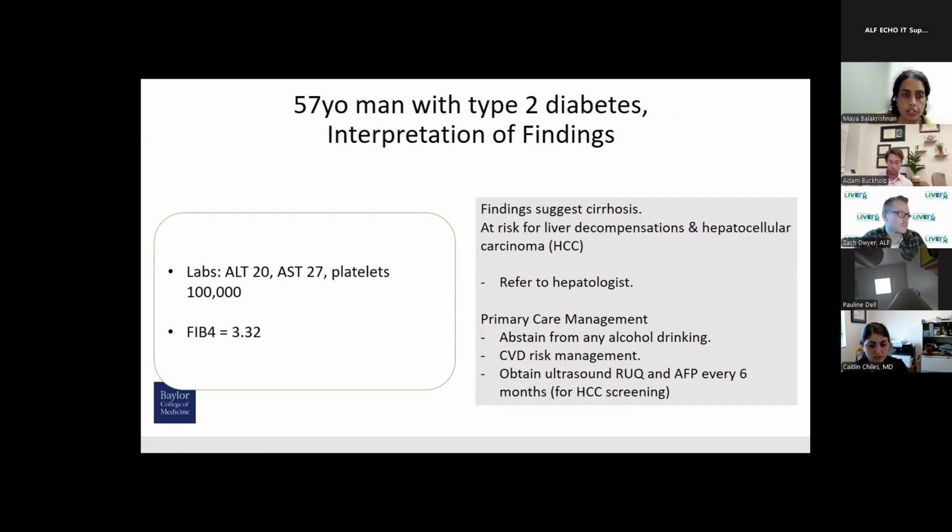So this is a patient who is at risk for liver decompensation, liver failure, and hepatocellular carcinoma, and he absolutely needs a referral to a hepatologist. Meanwhile, what you can do in the primary care clinic is tell him to abstain from alcohol, those 2 beers a week. I would encourage him not to use it anymore. He needs cardiovascular disease risk management. And I think you should just go ahead and get an ultrasound of the right upper quadrant and an AFP every 6 months for hepatocellular carcinoma screening, given that he has cirrhosis.